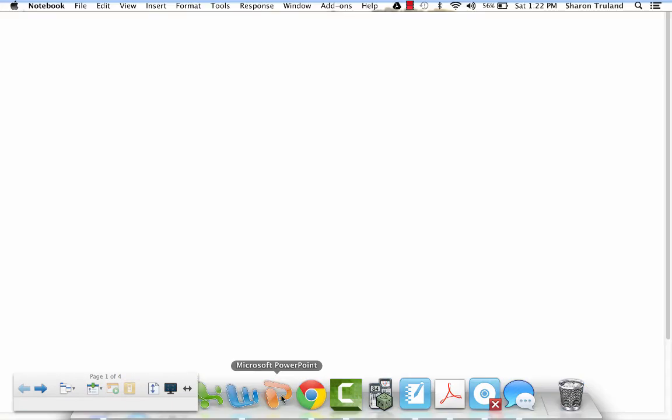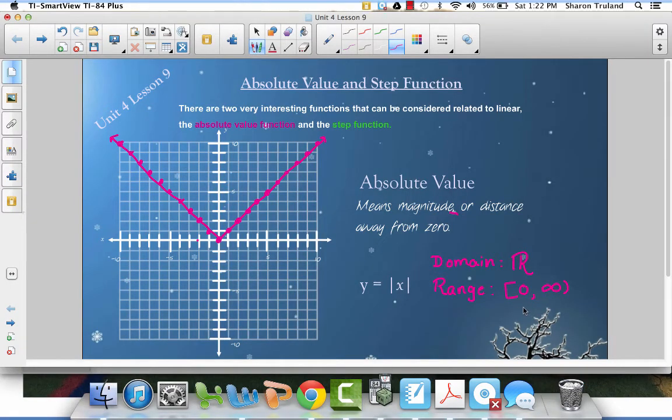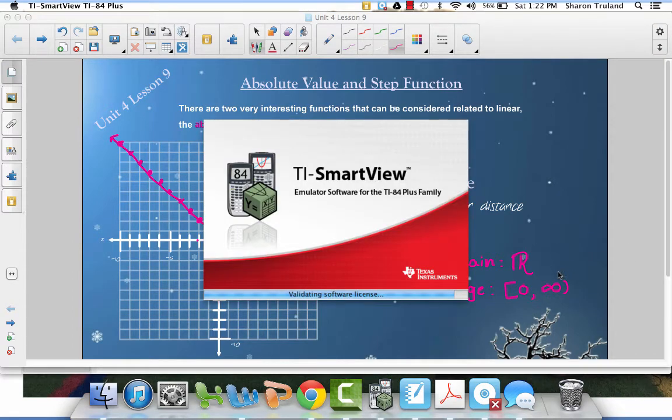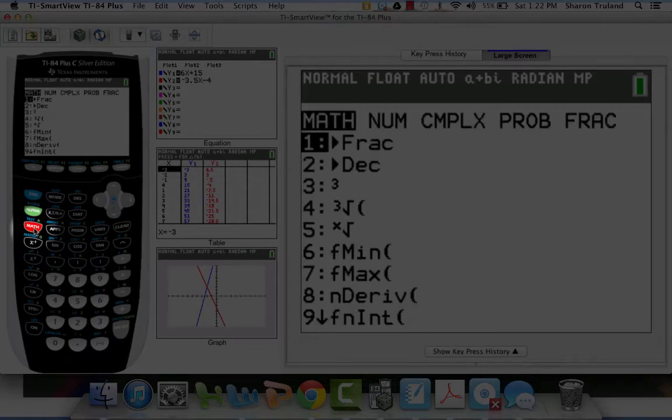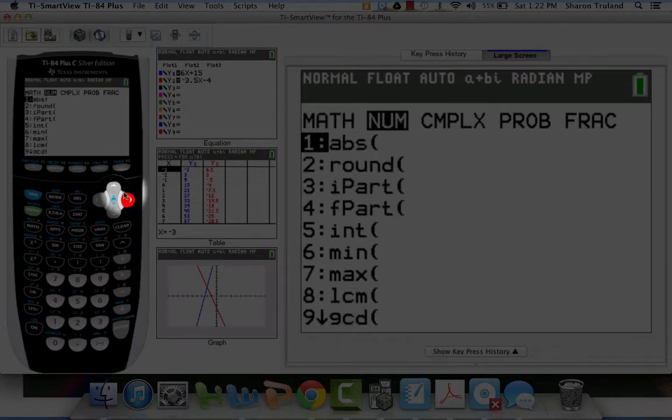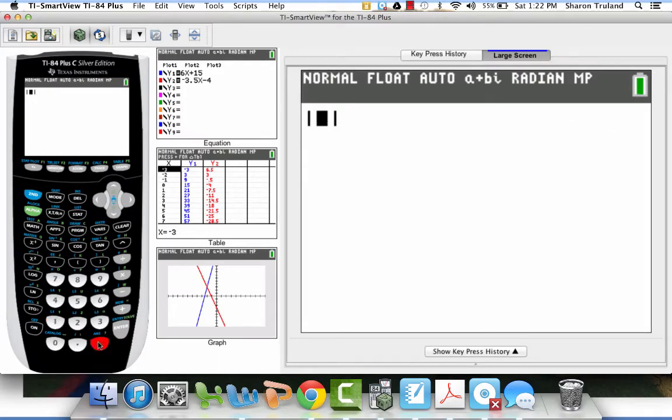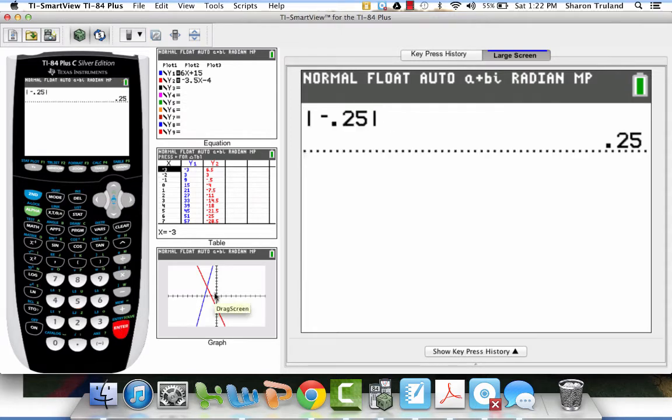Now, on your graphing calculator, you do have absolute value. It's just hidden. You're going to go into Math, and then up above, you're going to scroll over to Number by using your scroll keys, and then look what happens right there. Absolute. And then you can put whatever number you want in there. And it will do it for you. Not that you can't do it yourself. It's easier when we're looking at graphing.